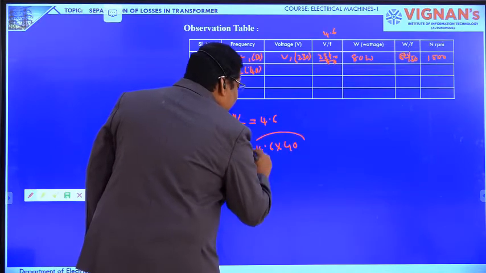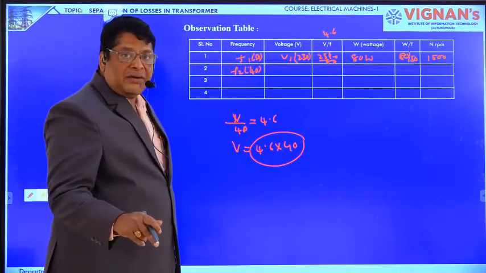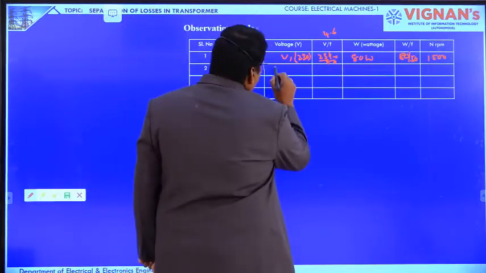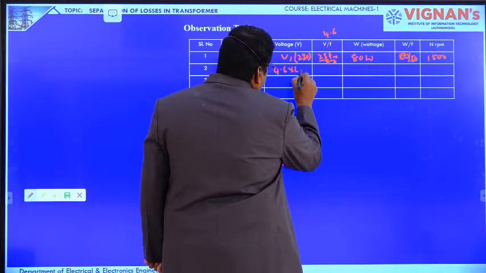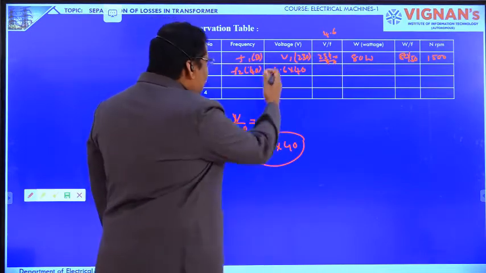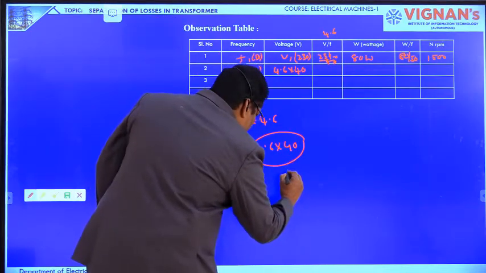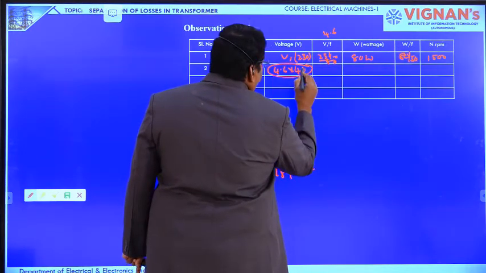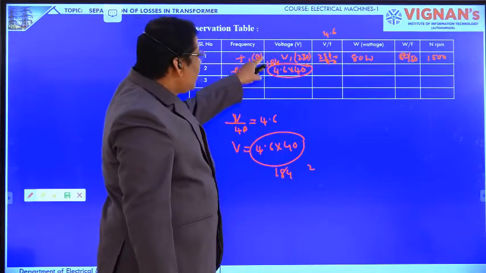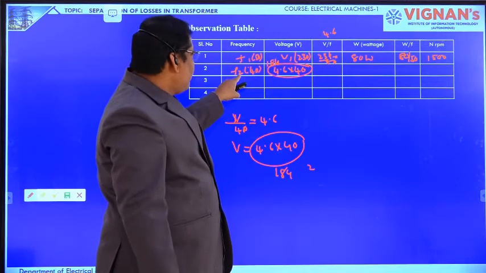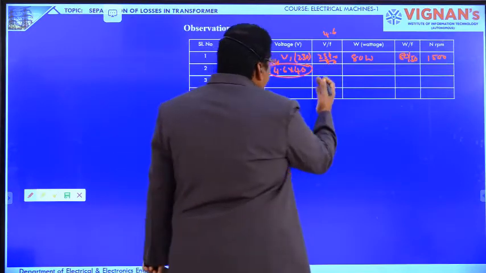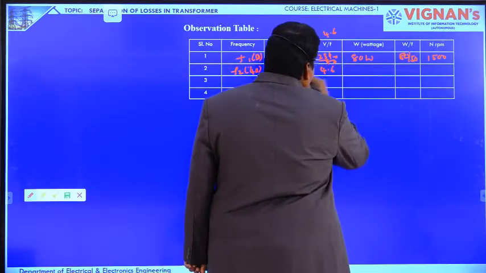How much voltage are we getting here? By changing the field current, you have to maintain that voltage. That voltage becomes 4.6 into 40. Then only the V by F ratio is constant. If you multiply this, the voltage becomes 184 volts. In the first case, at 50 hertz, you maintain 230 volts. But at 40 hertz, you have to maintain 184 volts. Now if we take the ratio of these two, we get the same value, 4.6.